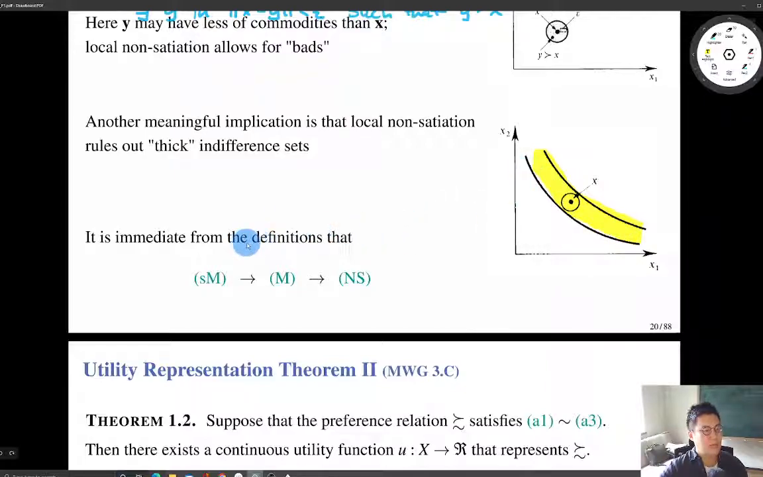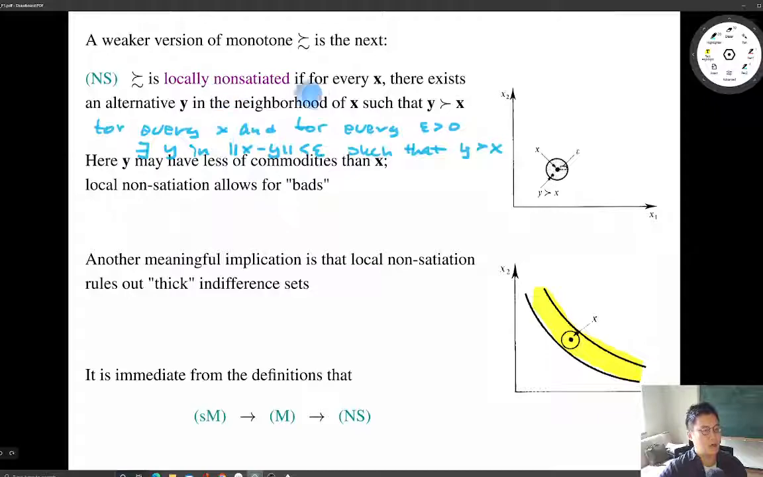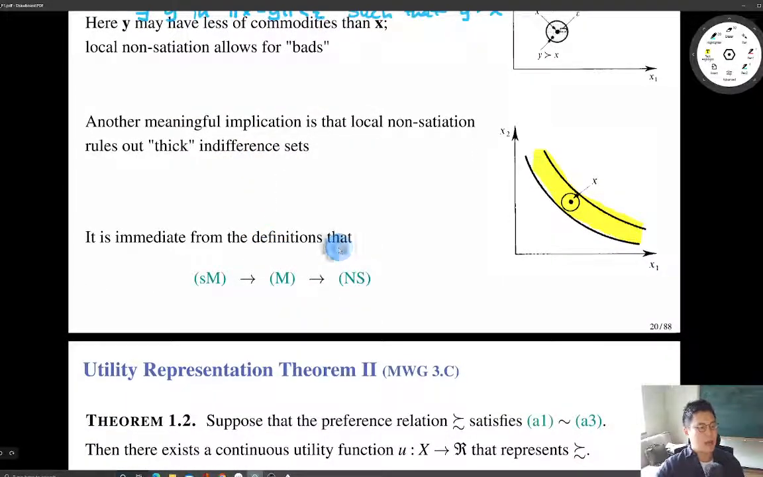From the definitions of these three, monotonicity, strong monotonicity and local non-satiation, you can easily check that strong monotonicity is the strongest assumption. Strong monotonicity implies monotonicity, and monotonicity implies non-satiation. Strong monotonicity does not even allow neutral goods. Monotonicity allows for neutral goods, but does not allow for bads. And local non-satiation allows for even bads.